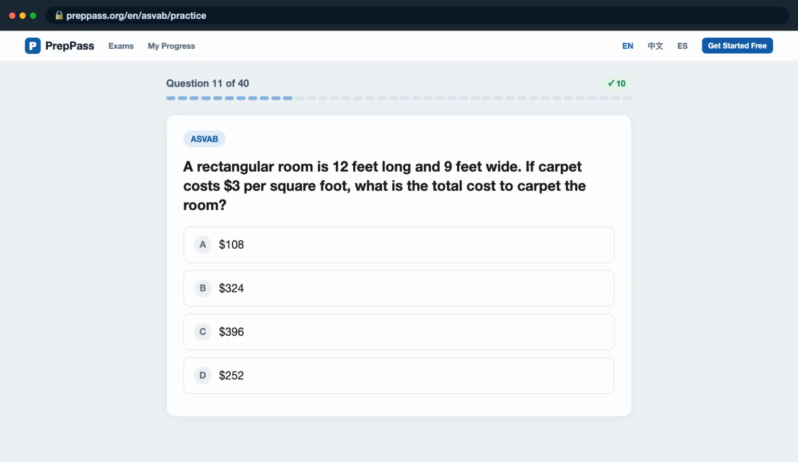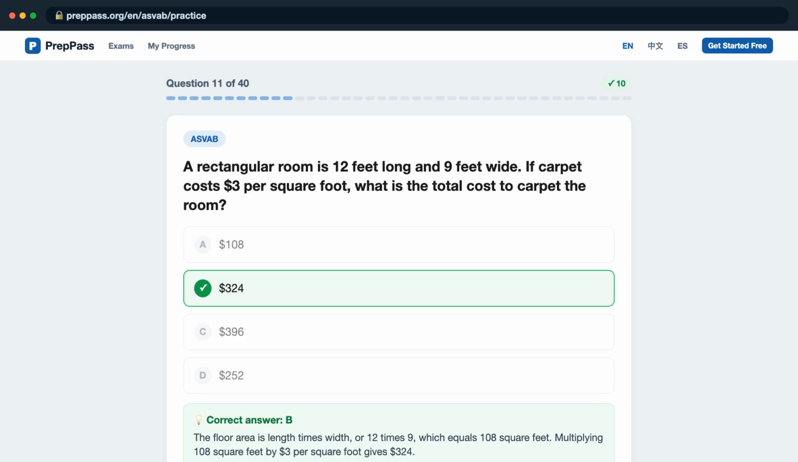Question 11. A rectangular room is 12 feet long and 9 feet wide. If carpet costs $3 per square foot, what is the total cost to carpet the room? Is it A, $108? B, $324? C, $396? D, $252? The correct answer is B.